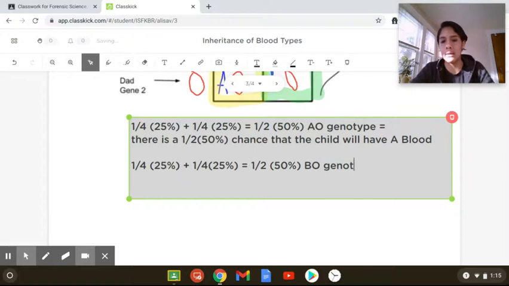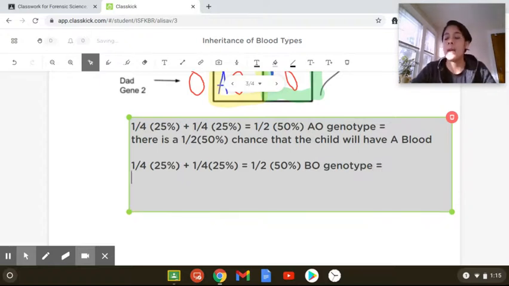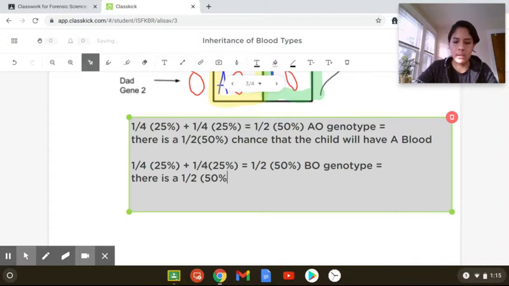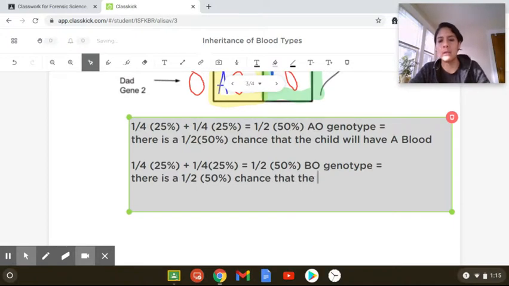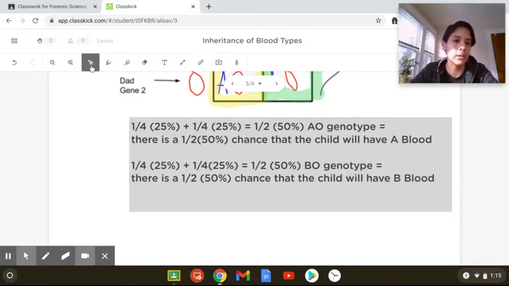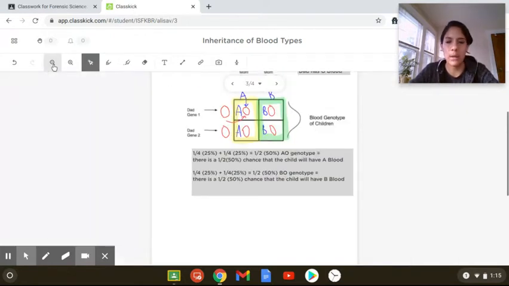BO genotype. So if you have a B and an O gene, that B is dominant. So there is a 1/2 or 50% chance that the child of this mom and dad will have B blood. Okay, so this is how you would complete this slide here. So I'll zoom out.